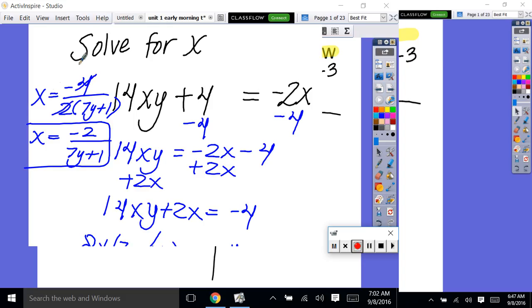4 over 2, 2 over 1. So negative 2 on top. 1 times 7y plus 1 is just 7y plus 1. Okay. Sometimes they won't simplify, yeah.